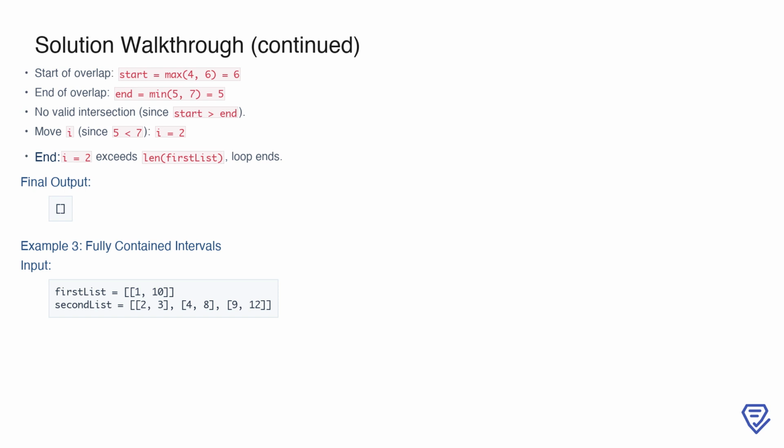Now, i is 2, which exceeds the length of first list, so the loop ends. Since no intersections were found, the final result is an empty list.